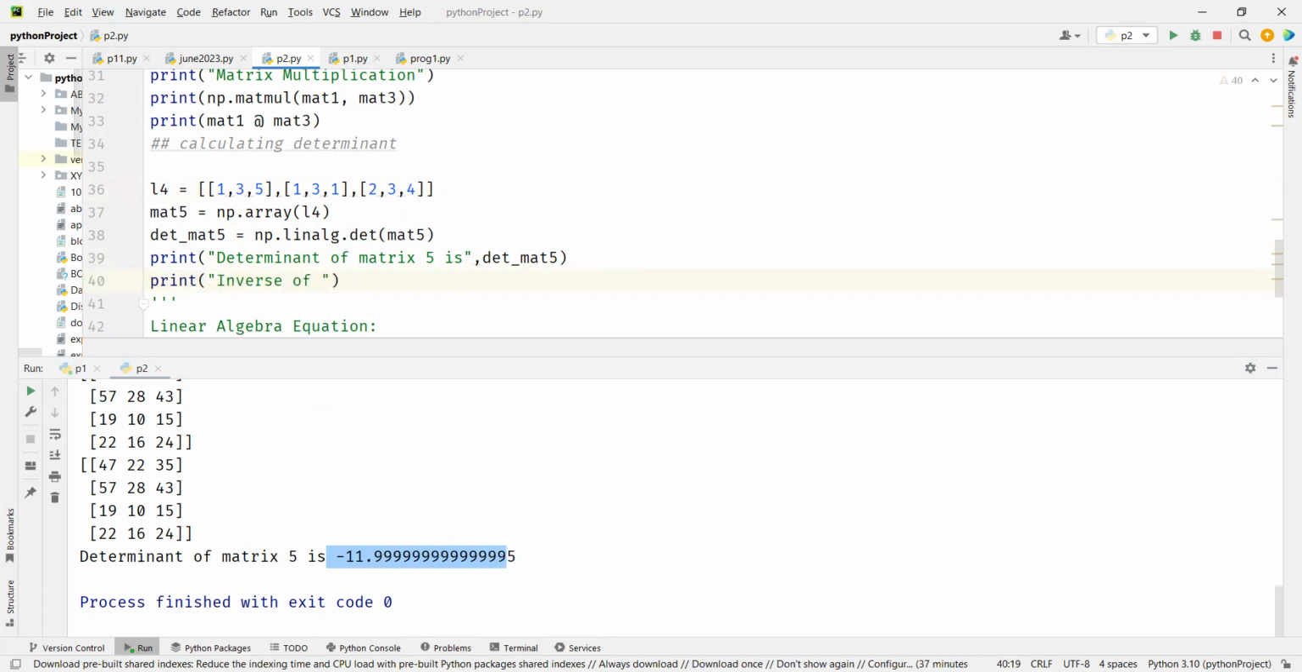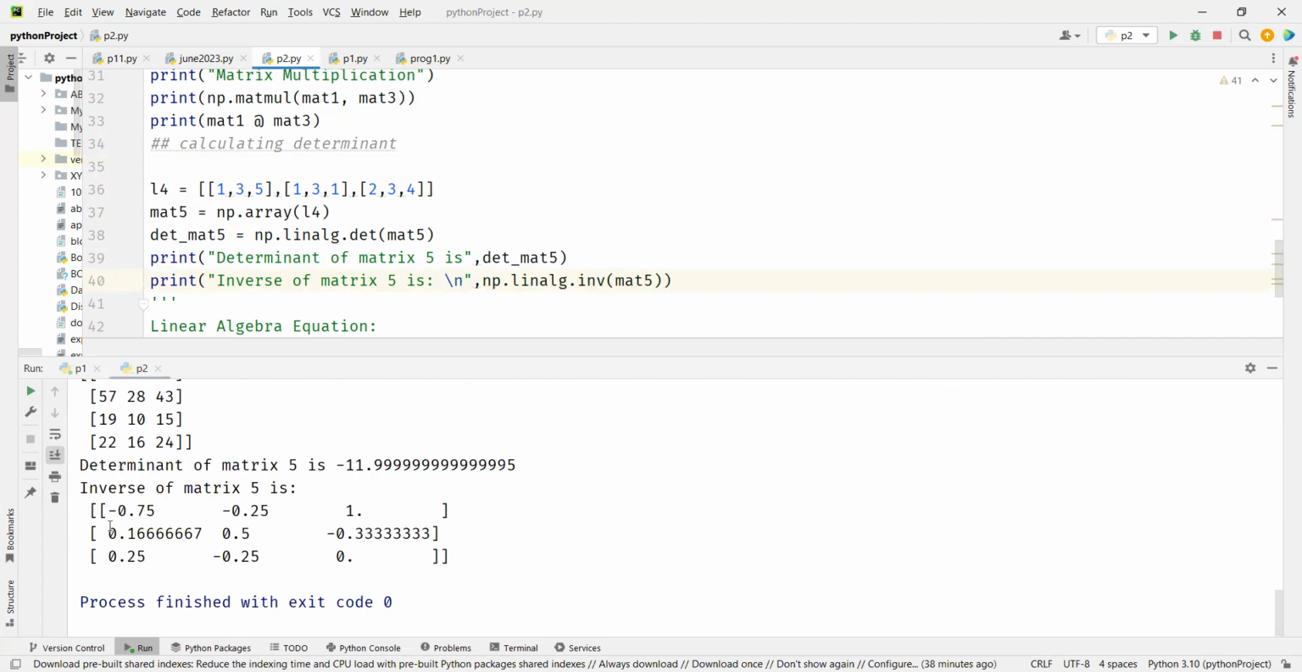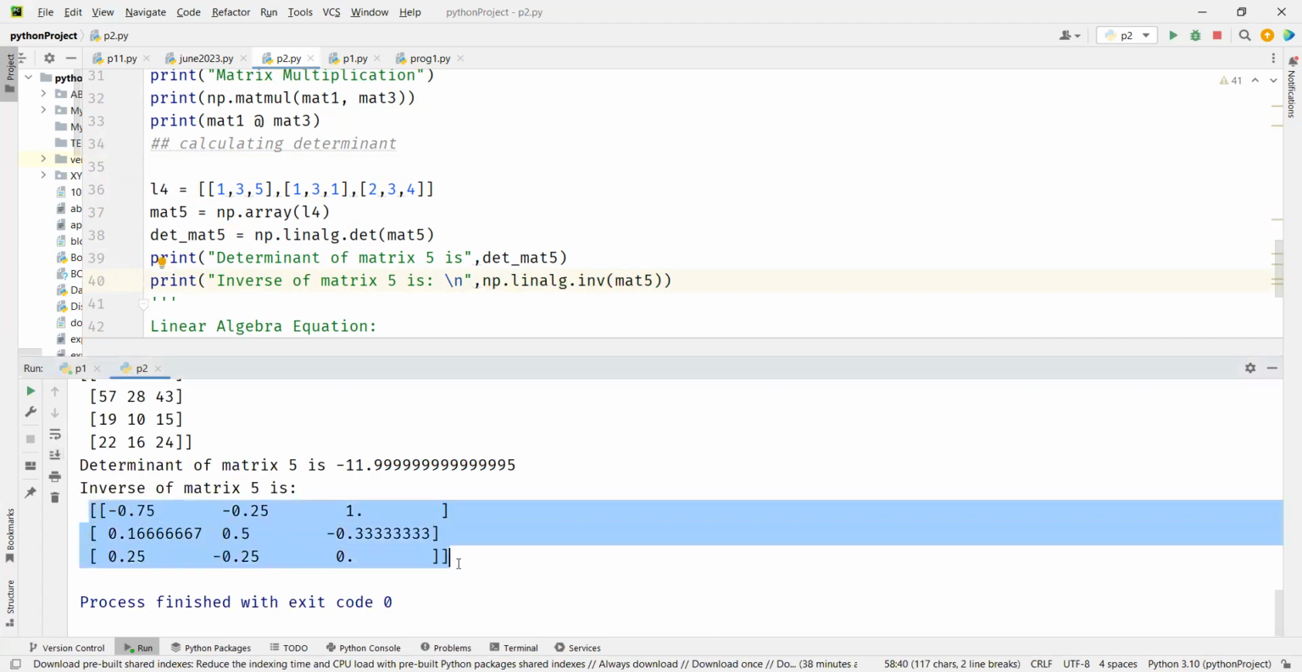So if you want to find the inverse of matrix 5, you say print inverse of matrix 5 is np.linalg.inv of mat5. Okay. Now, the inverse of, okay, 1 by 0 is not defined, isn't it? You can't calculate. So you see here, this is the inverse. You can put \n so that it comes in the next row.